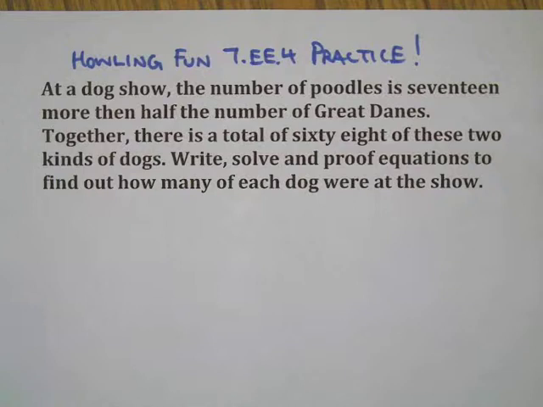At a dog show, the number of poodles is 17 more than half the number of Great Danes. Together, there's a total of 68 of these two kinds of dogs. Write, solve, and proof equations to find out how many of each dog were at the show. Stop the video, do the work, and I'll see you in a couple of minutes.